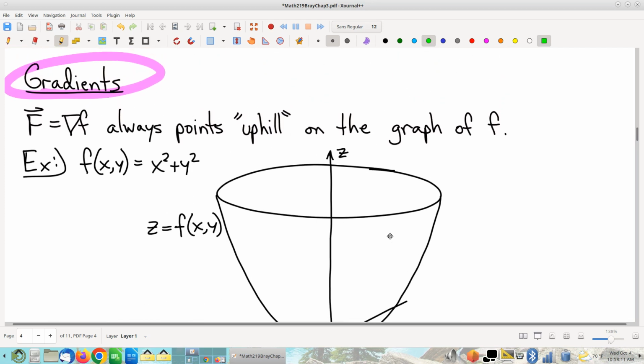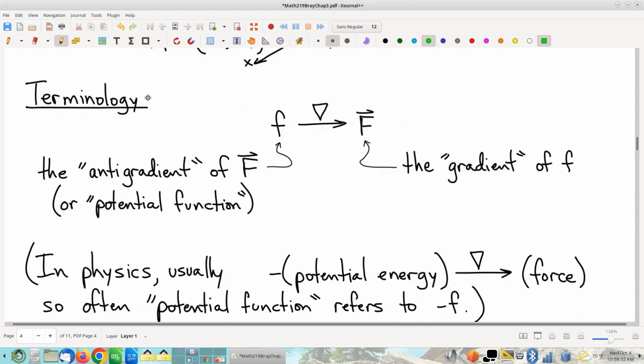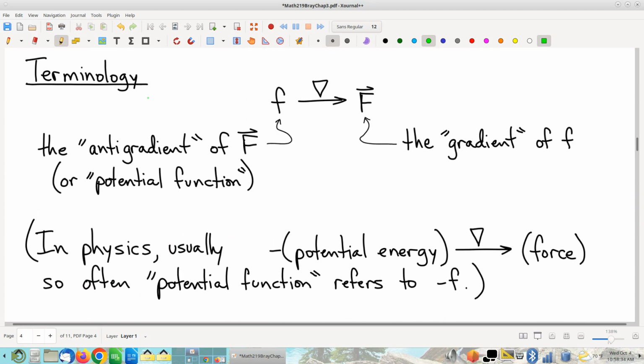By the way, real quick, it turns out that gradients are special vector fields, particularly special in some powerful ways that are way not obvious right now, but that we will see in great detail when we get into chapters 6 and 7. So for now, that's just a little bit of foreshadowing. I want to talk about the terminology a little bit.